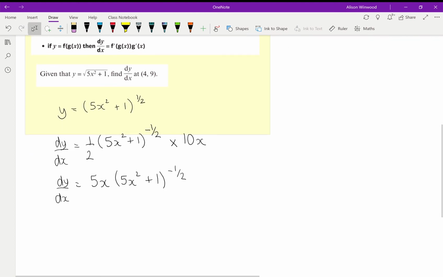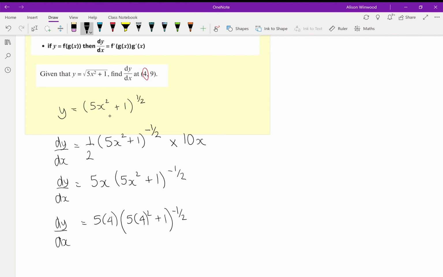And I want to find that when x equals 4. So substitute in 4. So dy by dx is 5 lots of 4 times (5 lots of 4 squared plus 1) to the negative a half. 5 fours are 20. 4 squared is 16, times 5 is 80, plus 1, so that's 81 to the power negative a half, which is 1/9. So I end up with 20 over 9.